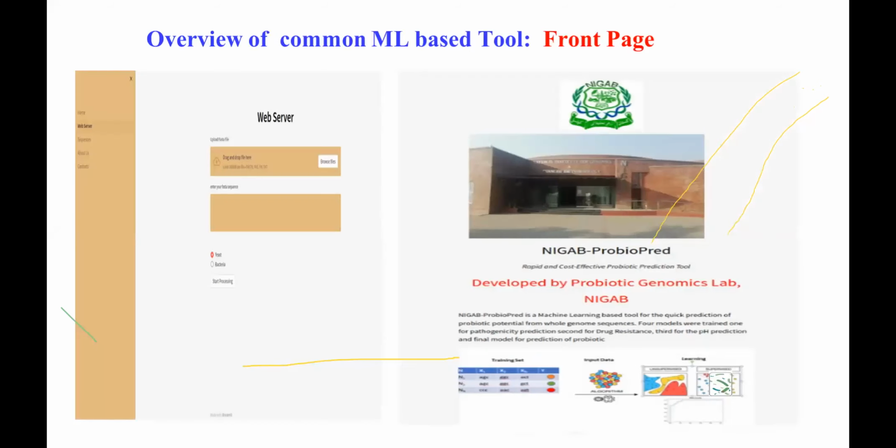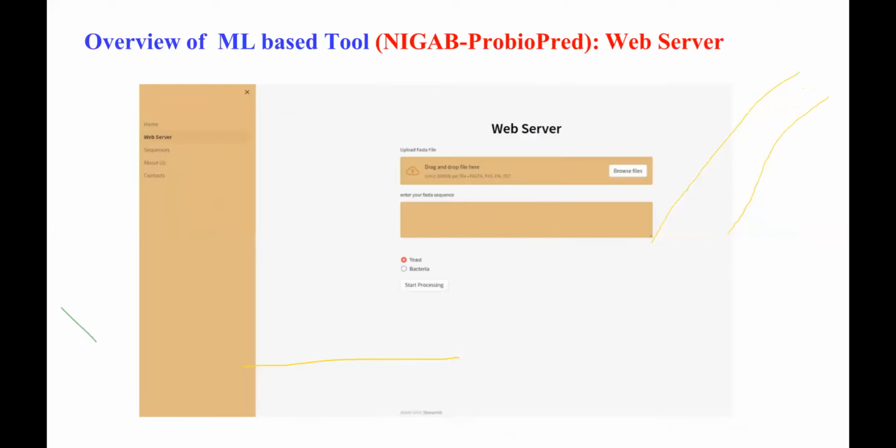Here's an example of our lab-built model. Here we just use steps 1 to 7, and we have built a small, mini tool to predict whether something is a probiotic. You can also build your own machine learning based model in your lab if you have some specific problem.